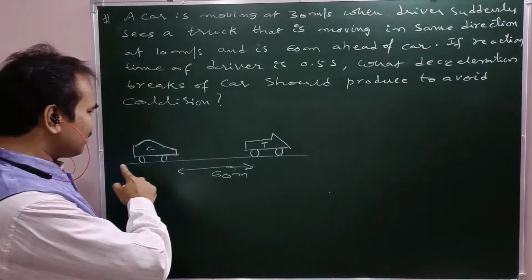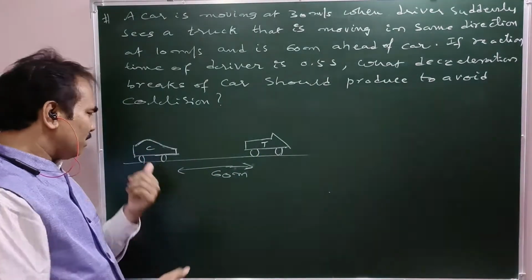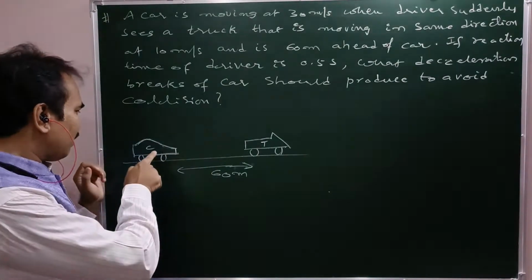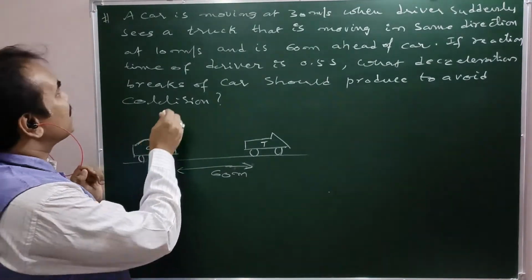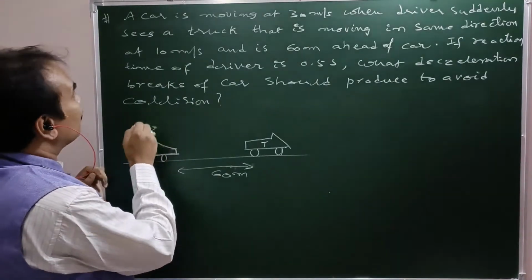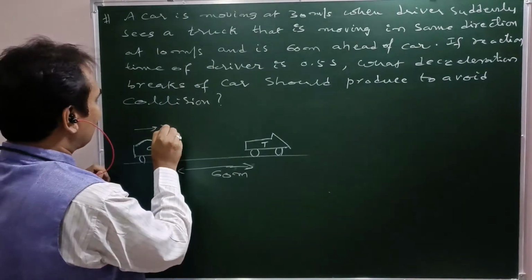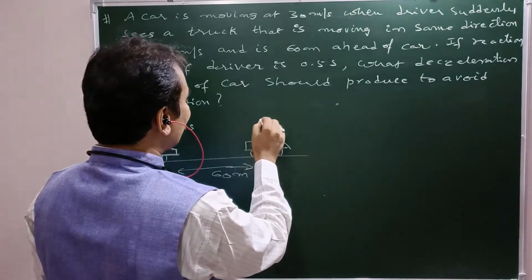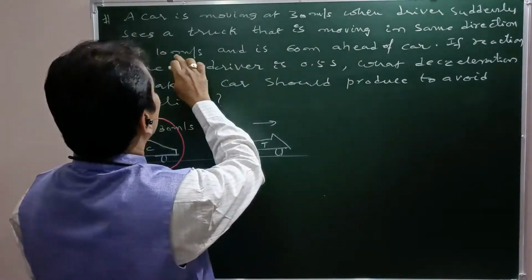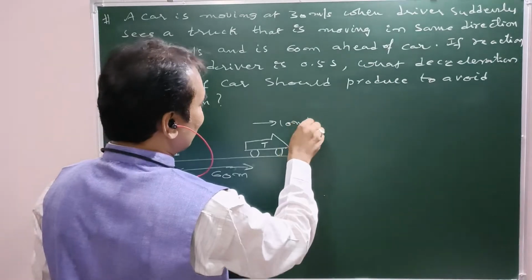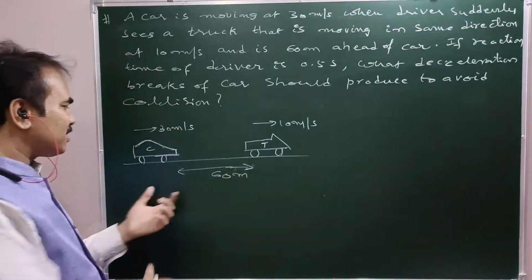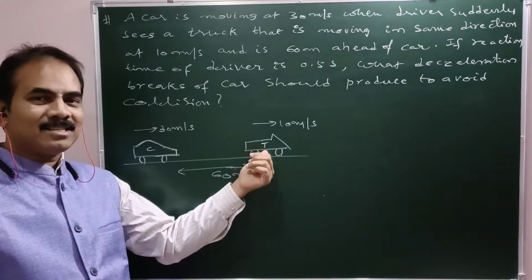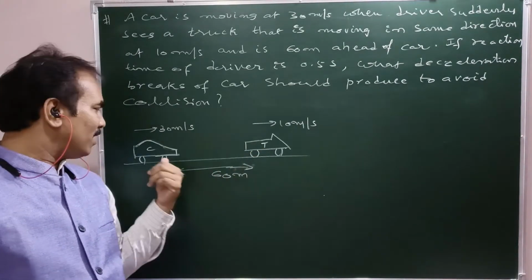See here, this is a track on which the car and truck both are moving. So here, this is the car. What is the speed of the car here? That is 30 meters per second. This is one truck whose speed is 10 meters per second. Right? Now, what is the initial separation between car and truck here? 60 meters. See, the truck is 60 meters ahead of the car.